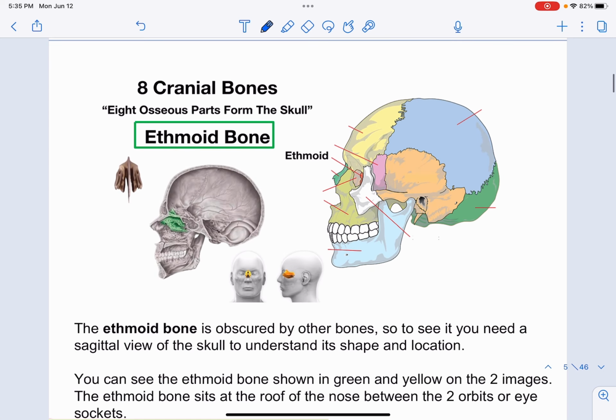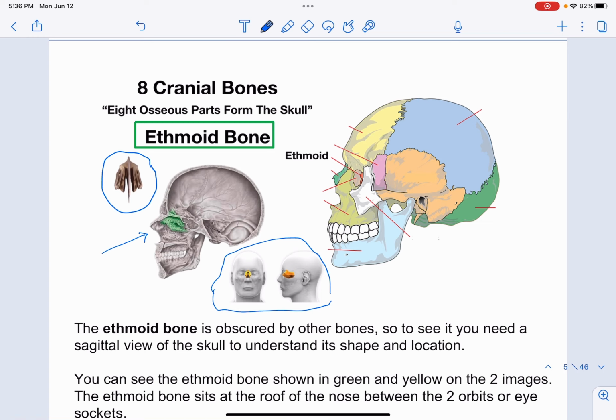So let's talk about the ethmoid bone first. This is a picture showing you what the ethmoid bone looks like if we could isolate it out of the skull. And this image is showing you what the ethmoid bone looks like if you were to take a sagittal section of the skull and look at it that way. And then here it is within the face, so you can see how it sits behind the nasal cavity.